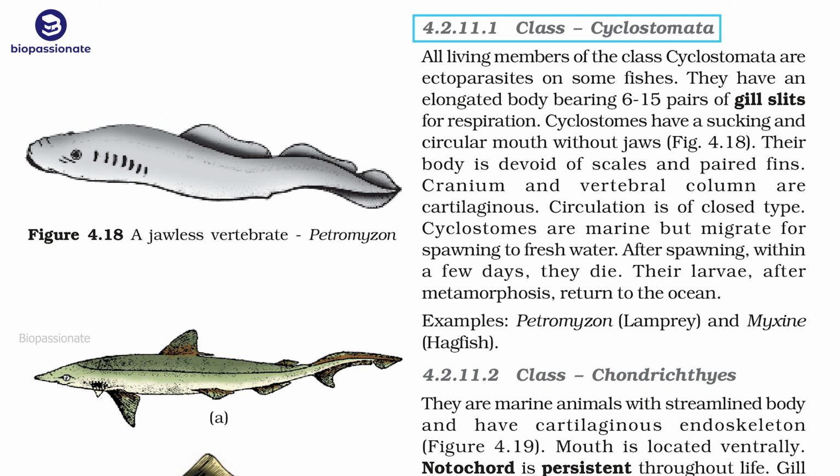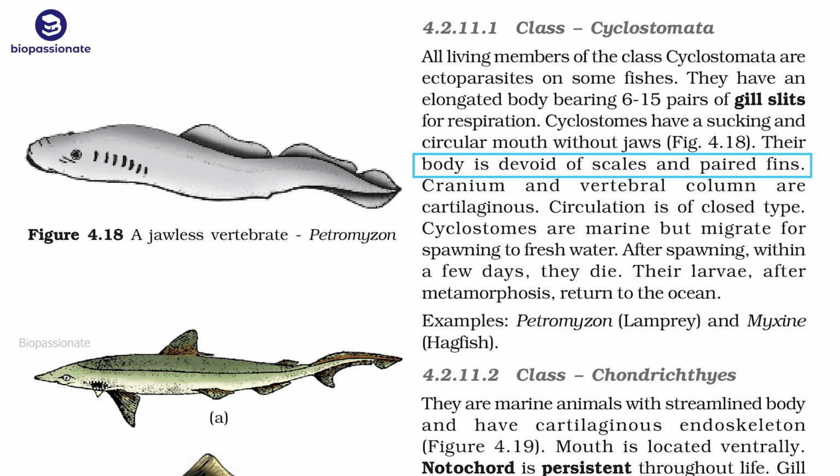Class Cyclostomata. All living members of the class Cyclostomata are ectoparasites on some fishes. They have an elongated body bearing 6 to 15 pairs of gill slits for respiration. Cyclostomes have a sucking and circular mouth without jaws. Figure 4.18. Their body is devoid of scales and paired fins. Cranium and vertebral column are cartilaginous. Circulation is of closed type.